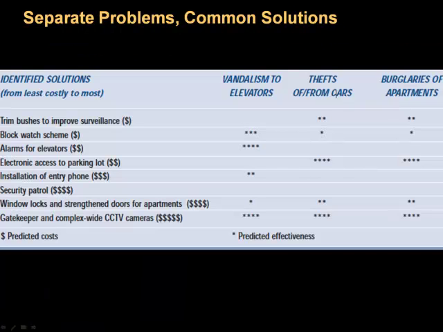This slide is meant to illustrate how we can look at different kinds of problems but find common solutions. In other words, vandalism to elevators, theft from cars, what have you, these are very different kinds of crime problems. But when looked at holistically, it's possible to find common characteristics of what is most likely to prevent those crimes and find an economy of scale.